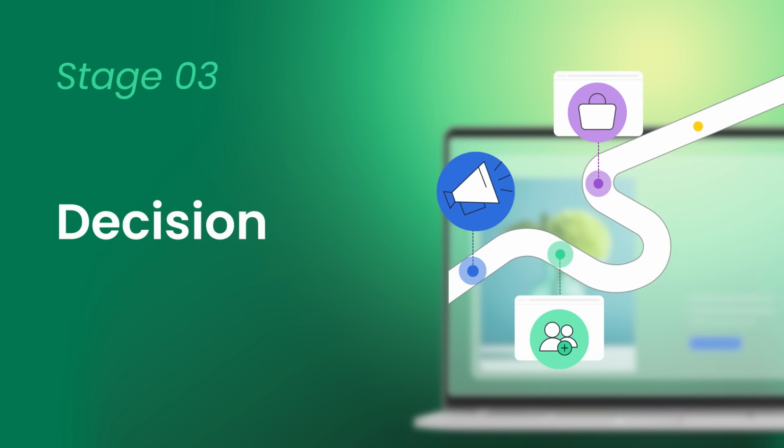Stage 3, decision. At this stage, the customer has narrowed down their options and is ready to make a purchase or commitment. This is the critical moment where they need to feel confident about their decision. To make this happen, you need to ensure the purchase process is as smooth and easy as possible. Customers may still have doubts or anxiety about making the wrong choice. At this point, social proof with customer testimonials is essential.